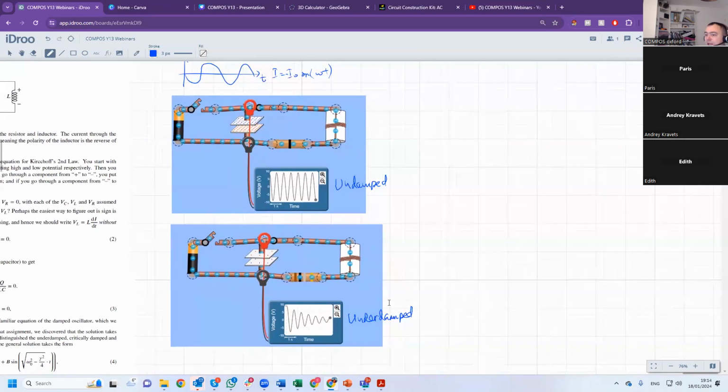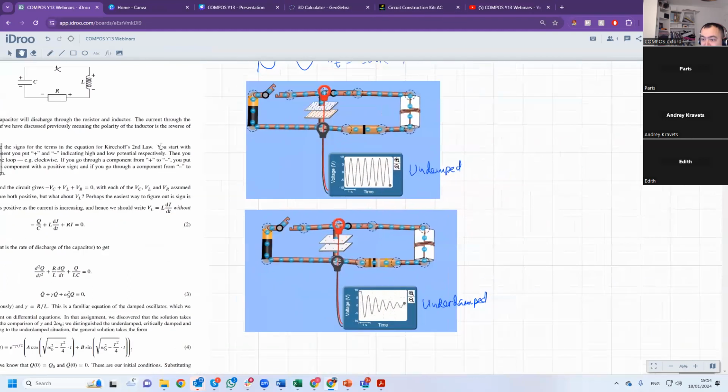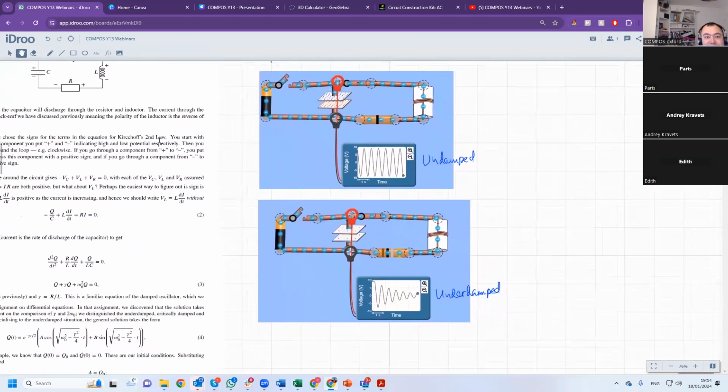Have you all done this topic in school? All right, so you know what I'm talking about. Undamped, underdamped. Okay. Now there are 2 more options, and let's explore them mathematically.